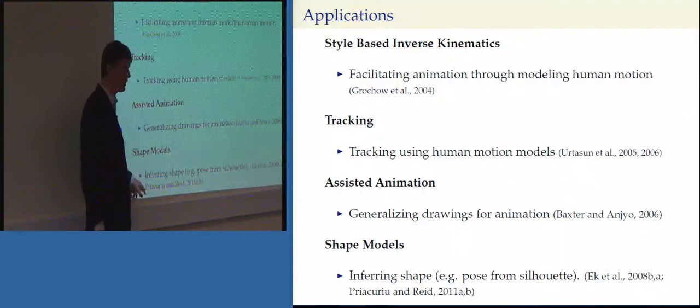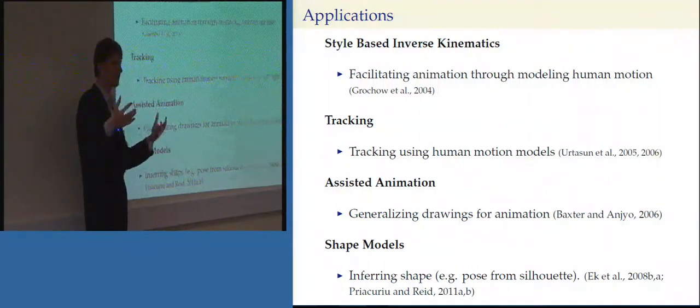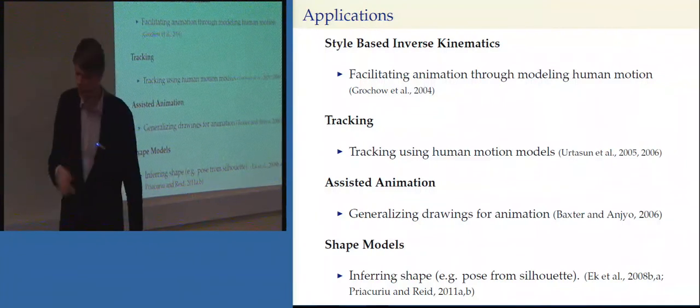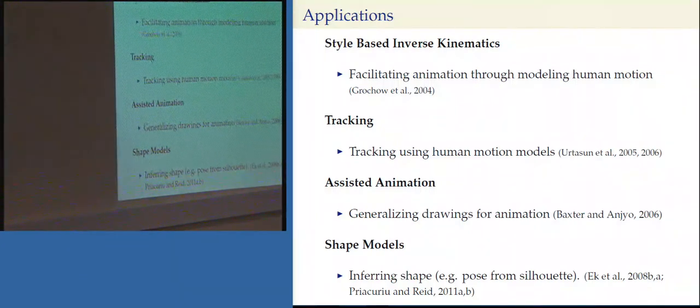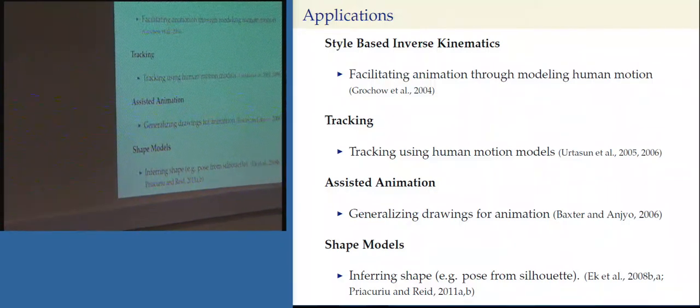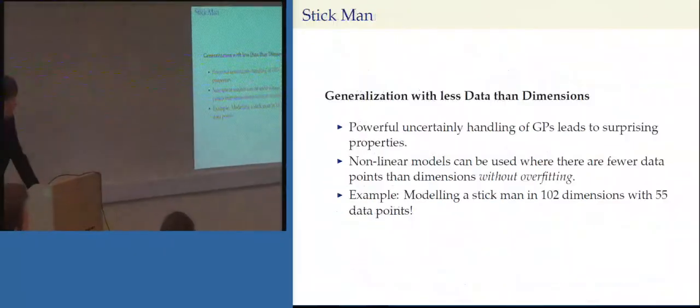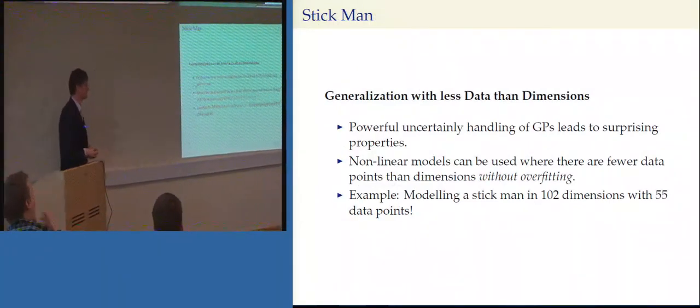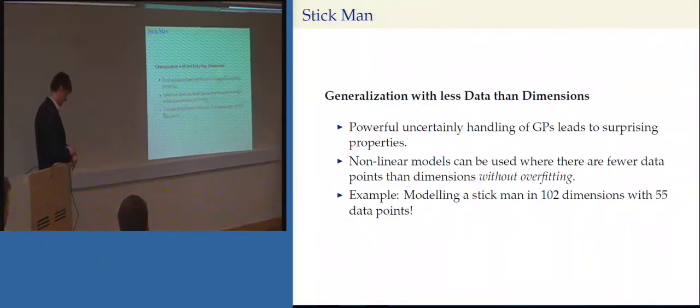These guys have got really impressive work on taking things like images of cars and then knowing what the shape of the car is, all sorts. And they all do it with GP-LVM. That's Ian Reid, and I can't remember the first author's first name. Victor, I think. Yeah, Victor Prisacariu from Oxford. And that's from 2011. So this powerful uncertainty handling of GPs leads to some really surprising properties.